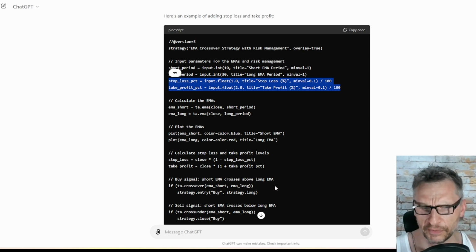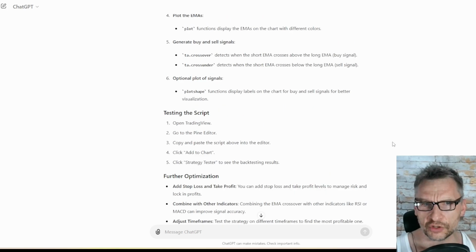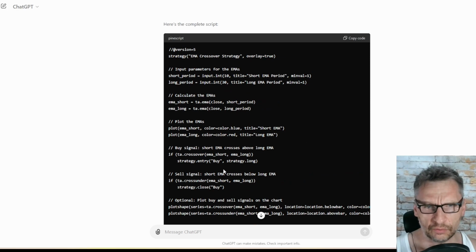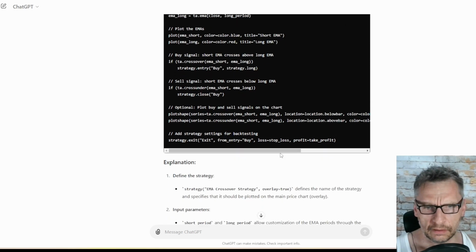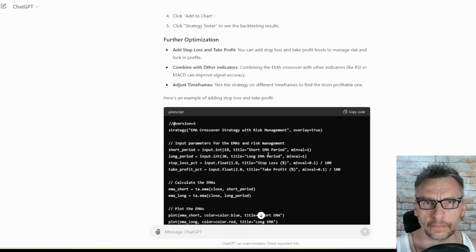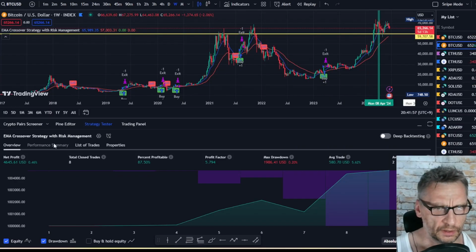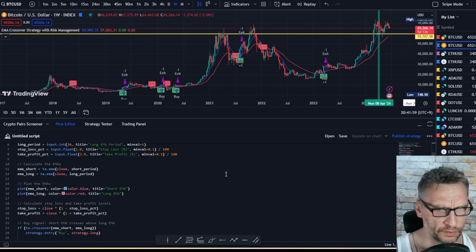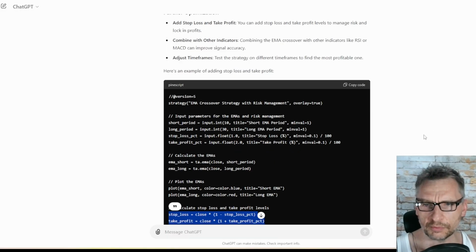And I'm not sure if I copied this one or the earlier one. Again, over here, calculate stop loss and take profit levels. This is right here. I'm not sure if these parameters are included in the early one. Yeah, no, it's not here. It's not here. So let's see on the Pine editor. Yeah, okay, it's included. So I included the chart here, the script right here.